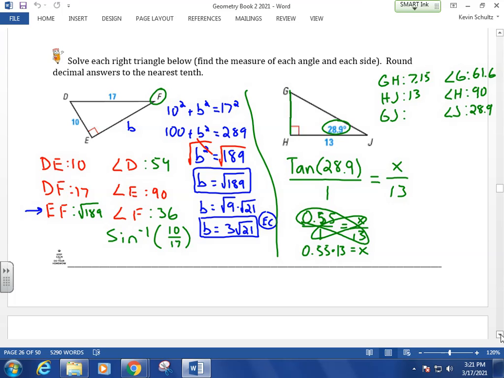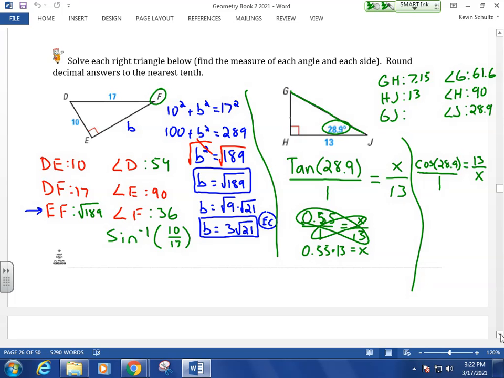So in this case, looking for now GJ, still using that angle 28.9, from that angle, we now have the adjacent side, which is 13, and we're looking for the hypotenuse. Thus, our ratio is going to be cosine. The cosine of 28.9 over 1 is equal to the adjacent side, which is 13, over the hypotenuse, which is now what we're trying to find, so it's x. And because we're not using that rounded value, this will actually get us a more accurate answer for the hypotenuse than the Pythagorean theorem would have.